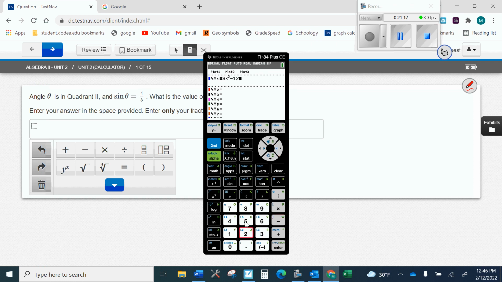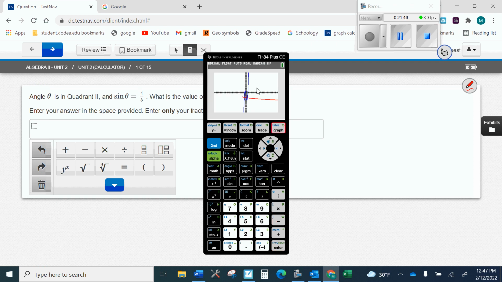Minus 12x minus 6. I have to use the negative symbol. Now the square root is right there. See, it's the blue one above the x squared. So second x squared, x plus 5 and then minus 8. I hit graph, and there it is right there.